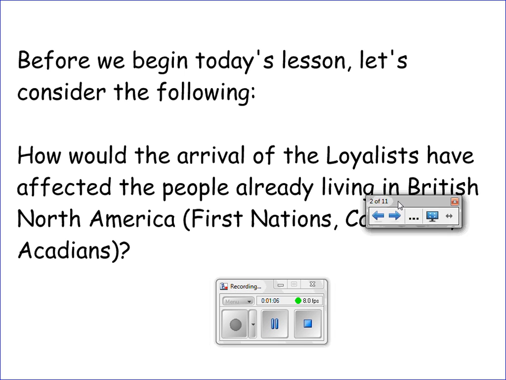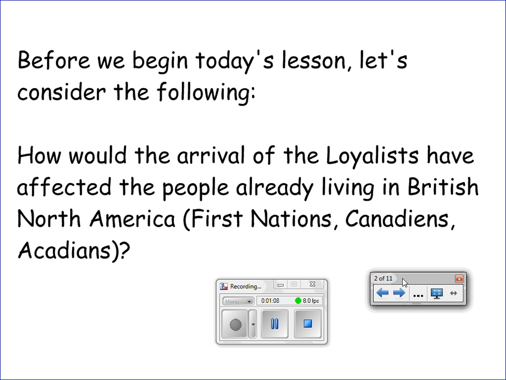Before we begin today's lesson, let's consider the following. How would the arrival of the Loyalists have affected the people already living in British North America? By that I mean the First Nations, the Canadians, and the Acadians who had managed to find refuge in New France. So put the video on pause and consider this question, jot down your ideas, and then you can hit play again. All right, now let's proceed.